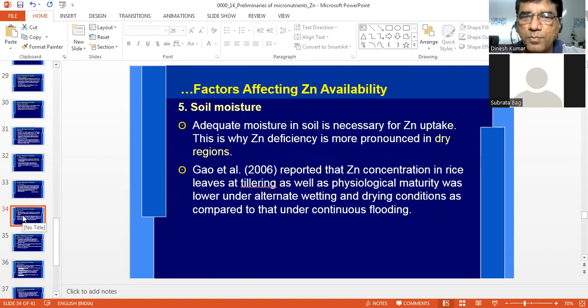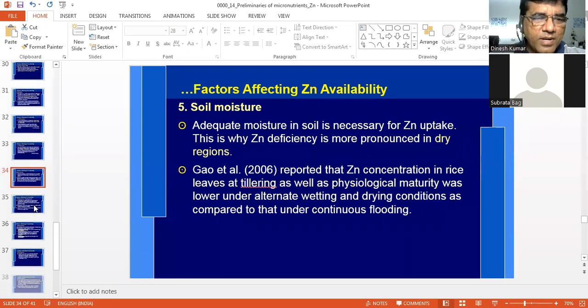Soil moisture is also important. Adequate moisture in soil is necessary for zinc uptake. This is why zinc deficiency is more pronounced in dry soils or dry regions. So some moisture has to be there. Gao 2006 reported that zinc concentration in rice leaves at tillering as well as physiological maturity was lower under alternate wetting and drying conditions as compared to continuous flooding. So there are different kinds of results.